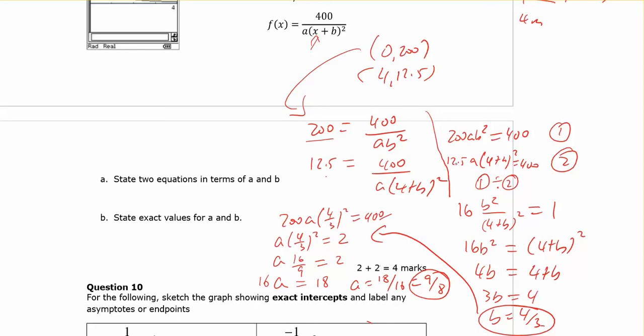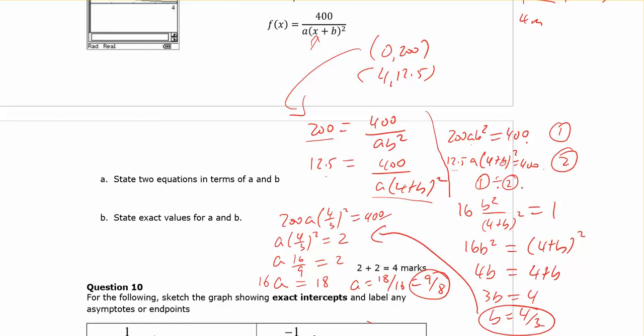I get these two equations. Now what I've done is I want to get rid of the fraction, so I multiply both sides by ab squared. So when I multiply by ab squared on both sides, I get ab squared on this side equals 400. I did the similar thing here. I multiply both sides by a brackets b, 4 plus b squared. So we get 12.5a times b, 4 plus b squared equals 400.